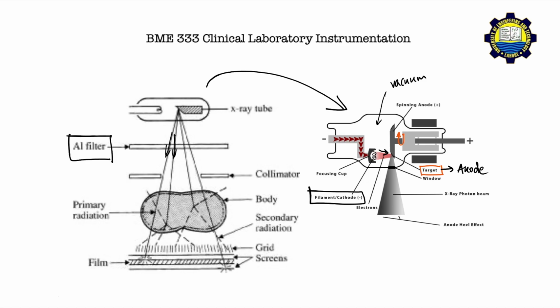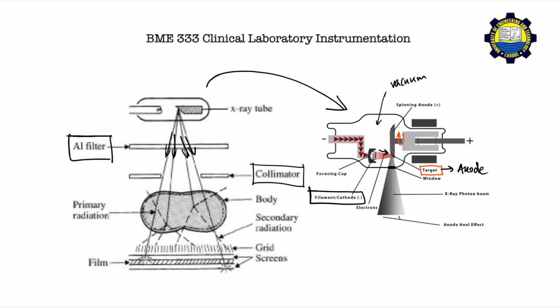Okay, and then that is the collimator, of course, which is ensuring that the beam is directed properly and there's not much scatter in the beam. So that's the function of the collimator.